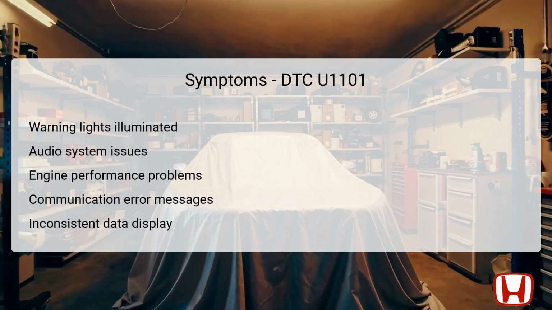Communication error messages may appear on the display, informing the driver of the problem. Inconsistent data displays, such as erroneous readings on dashboard gauges, can also emerge as the system struggles to interpret correct values. Recognizing these symptoms early helps prevent further complications.